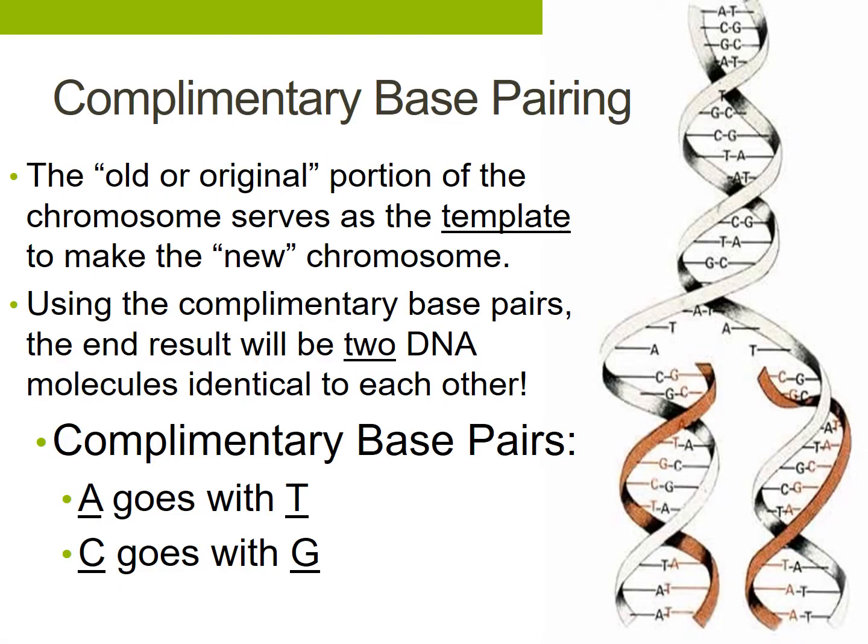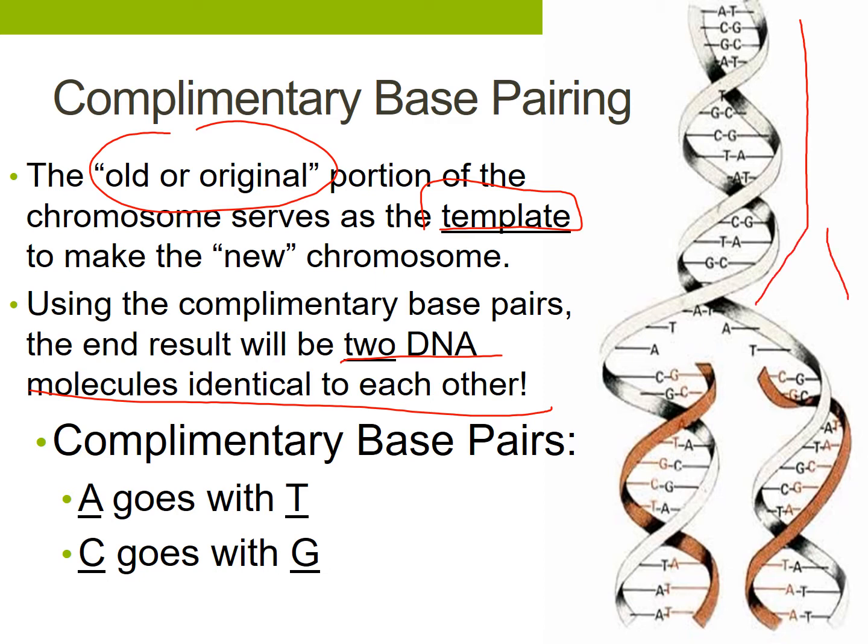So what are the complementary base pairings? Well, the old, or original portion, is the template to make the new chromosomes. This serves as the template to make the new chromosome. So using the complementary base pairs, the end will be two DNA molecules identical to each other. So again, it's one to make two. All right, so A goes to T: apple, tree, garbage can.